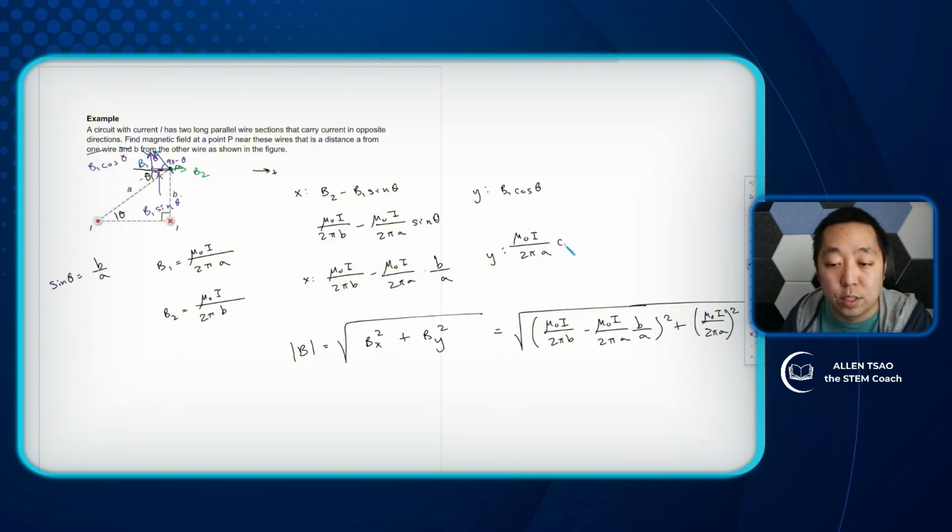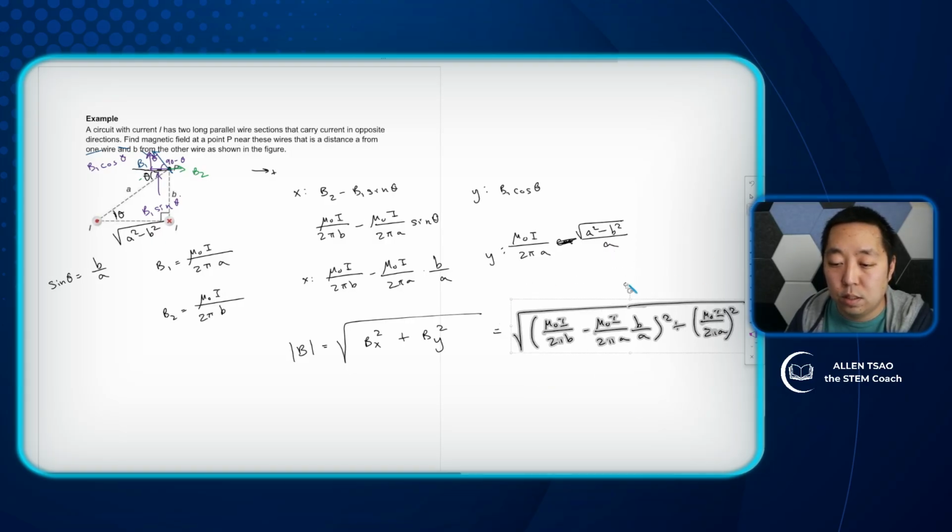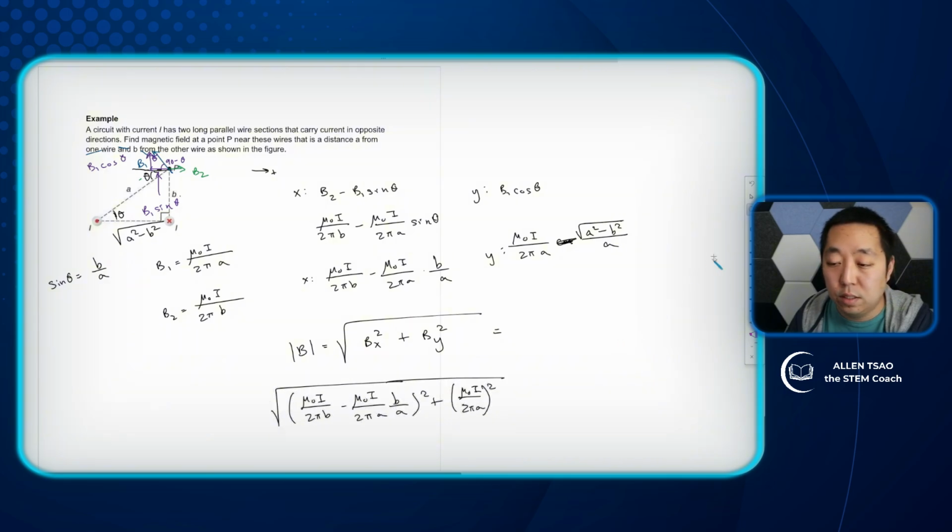Oh, sorry, this was the cosine theta. I didn't do the cosine theta part. The cosine theta is adjacent over hypotenuse. This is by Pythagorean theorem, square root of a squared minus b squared. So the cosine theta, we can do square root of a squared minus b squared over a. So let me make some room over here. We just got to include that cosine term there. Square root of a squared minus b squared over a, quantity squared.